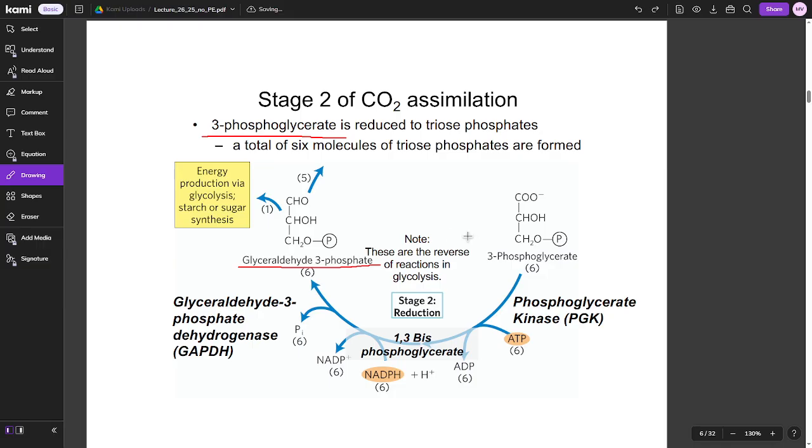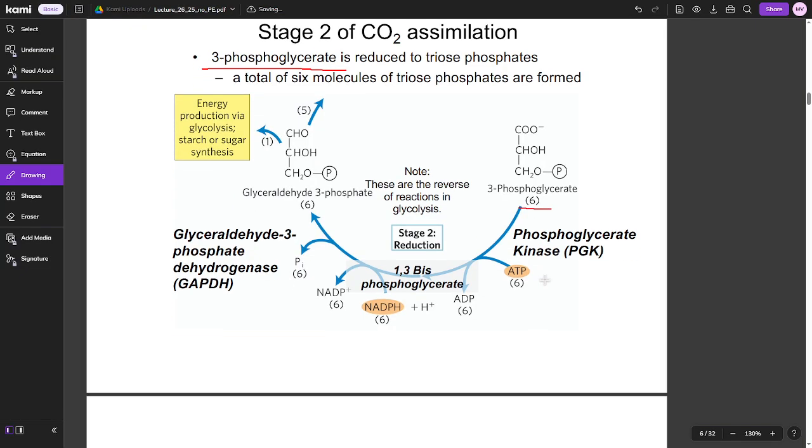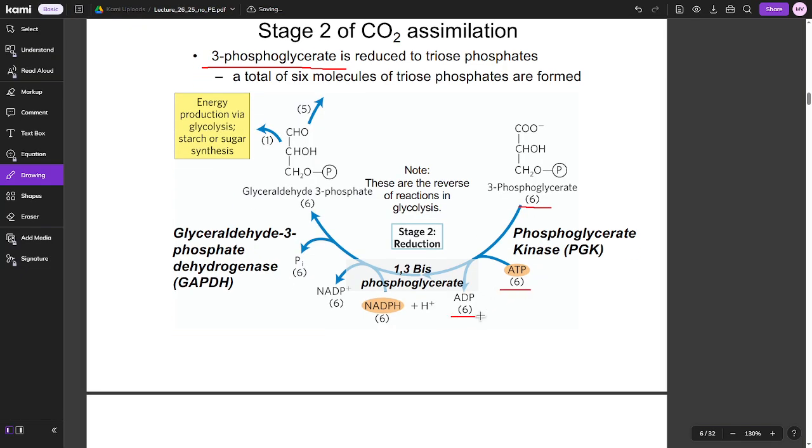And it says that right here, right? We're doing the reverse of glycolysis. That's literally all we're doing, and it's the same enzymes too. So if you look here, from the 6 3-phosphoglycerates, we use phosphoglycerate kinase to add the phosphate back onto the 3-phosphoglycerate to make 1,3-bisphosphoglycerate. Remember, because we have 6 of these, we're using 6 ATP, producing 6 ADPs.